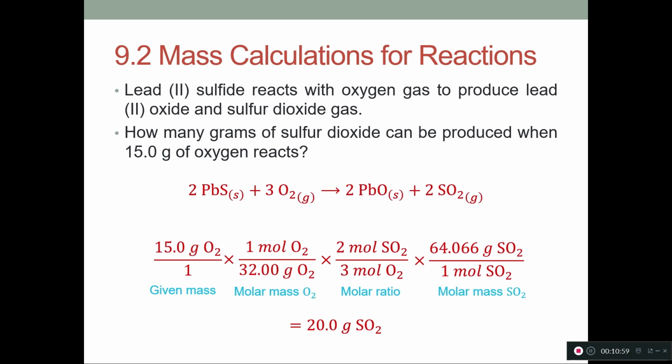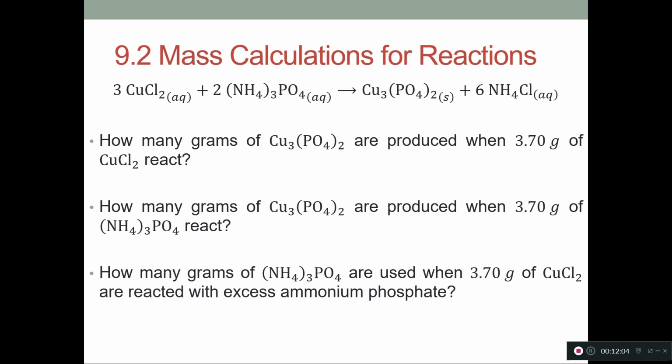So again, what we're saying is that if we react 15.0 grams of O2 gas with an excess amount of lead 2 sulfide, what we would get is 20.0 grams of sulfur dioxide. And of course, we could do this calculation again if we wanted to find out how much of the lead 2 oxide we were doing, but we would want to use the mole to mole ratio of the oxygen to lead 2 oxide and the molar mass of the lead 2 oxide. But we can go from any one of the things in this equation to any of the other things and find out, say, how much of any of the two products we would make, or find out how much of the other reactant that we would react with.